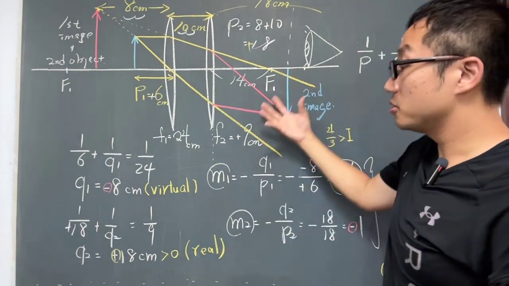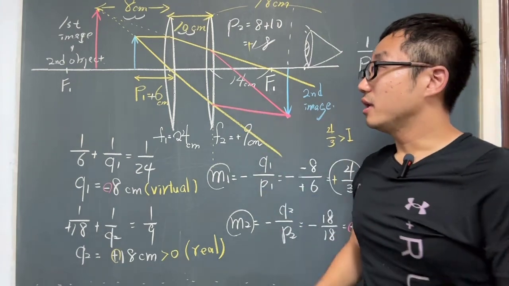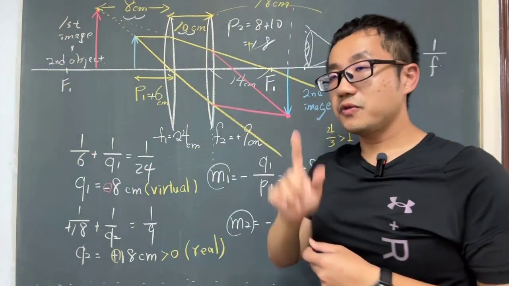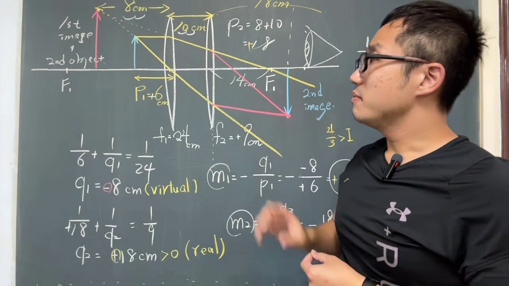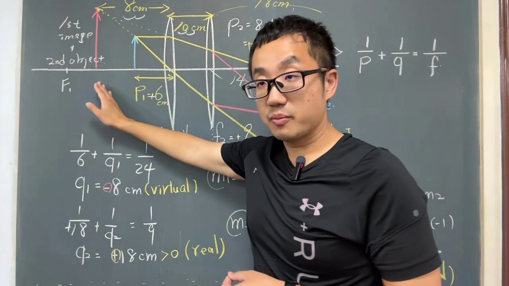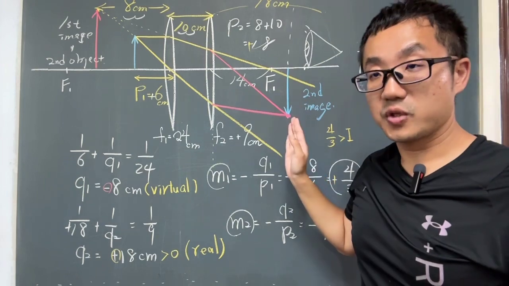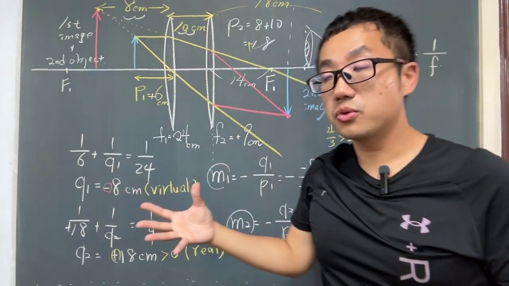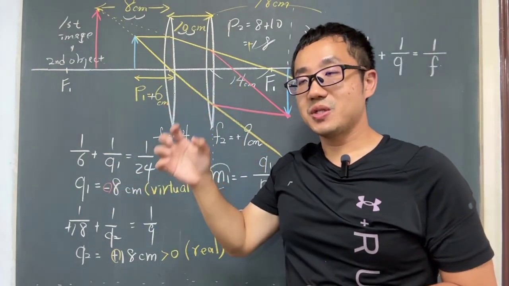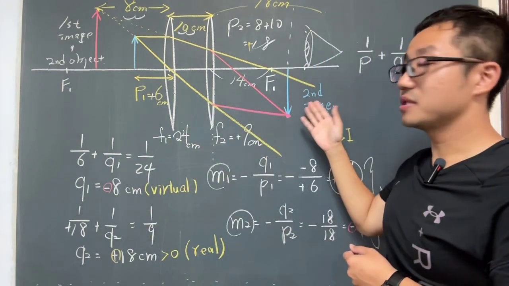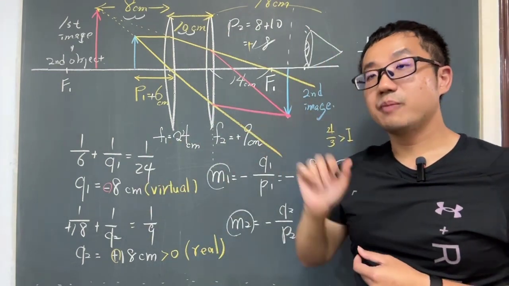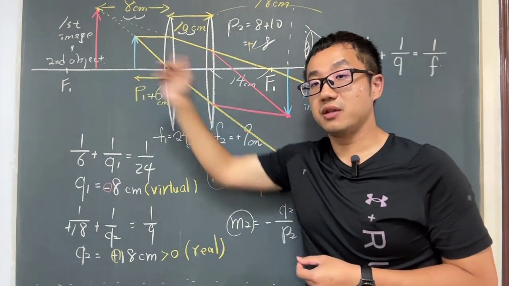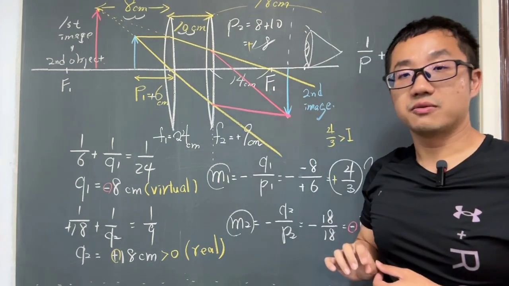But if you don't know how to draw it, you can simply use the equation. And the truth is, if you want to take the first image as the second object, the only thing you need to worry about is whether it is on the same side of your object or on the opposite side of the object. If it is on the same side of your object, it doesn't matter if it is real or virtual, the second object distance should be a positive value. If it's on the opposite side, even though it is a real image, the object distance should be smaller than 0, a negative value, because your light is coming from the left hand side and your eye is on the right hand side.